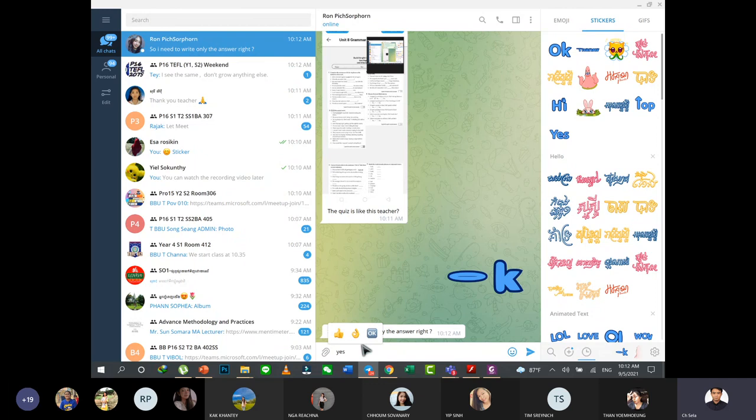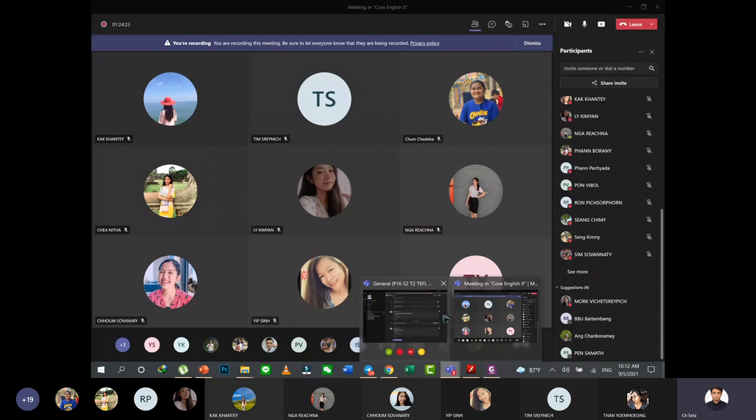Then you can leave Microsoft Teams right now and start doing it quietly. Please don't copy from each other.